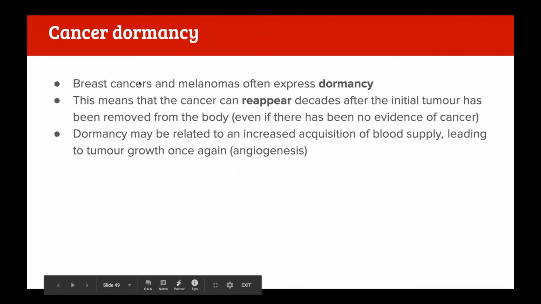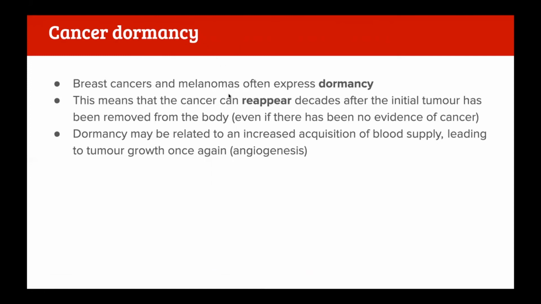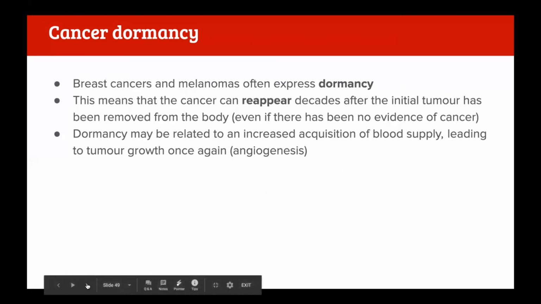Cancer dormancy is also another important concept. So breast cancers and melanomas often express dormancy. And this means that the cancer can reappear decades after the initial tumour has been removed from the body, even if there's been no evidence of cancer in those years. And dormancy may be related to an increased acquisition of blood supply, leading to tumour growth once again. So that's your angiogenesis.